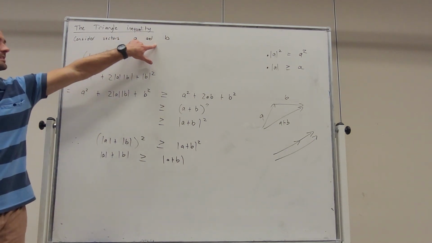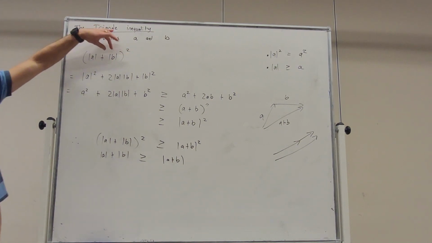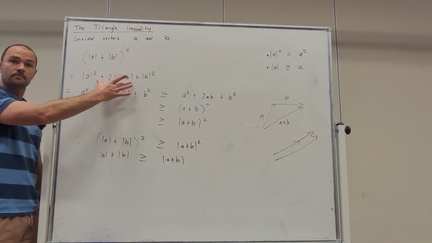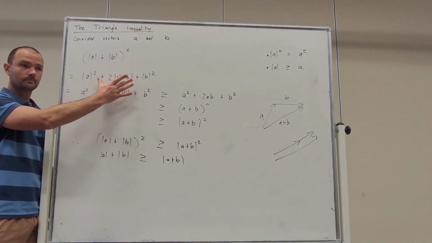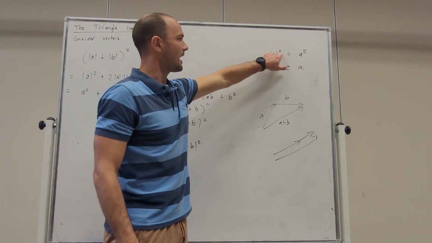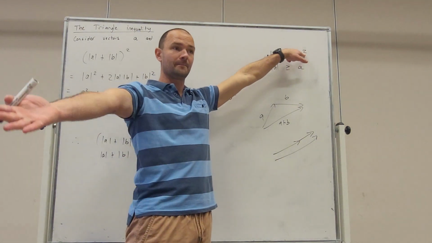I'm just going to start with vectors A and B. I'm going to start with this expression. We have the modulus of vector A plus the modulus of vector B, squared. I'm going to perform a perfect square expansion. This is what it expands to. And one of the properties we have of modulus is that the modulus of A squared is equal to A squared. That's true by definition.